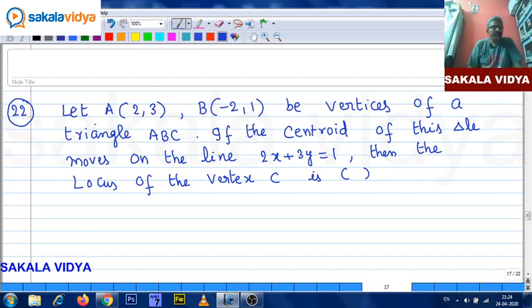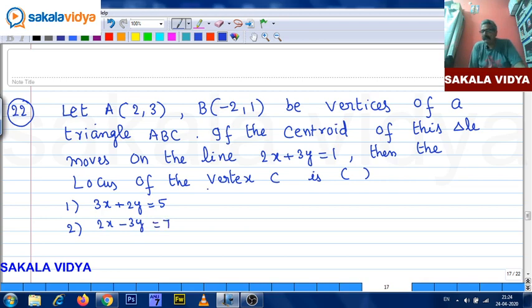Right. First option, 3x + 2y = 5. Second option, 2x - 3y = 7. Third option, 2x + 3y = 4. Fourth option, 2x + 3y = 9.